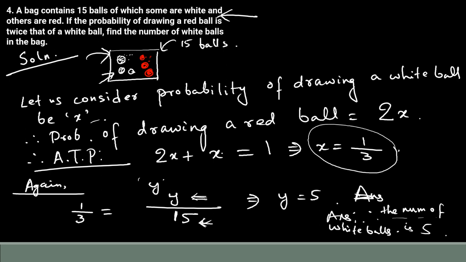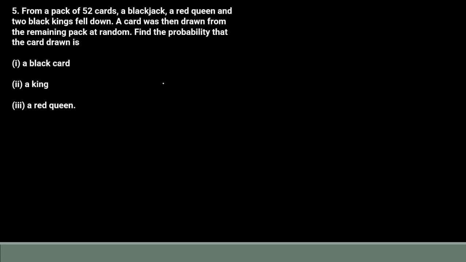Okay, so let's move to the next problem. Please try this problem first and then we will see the solution. From a pack of 52 cards, now this is a card problem. I said they expect you to know how the cards look. So 52 cards, a black jack, a red queen, and two black kings fell down. A card was drawn. They had 52 cards initially, so now a few cards have fallen down, and a card is then drawn from the remaining pack at random.